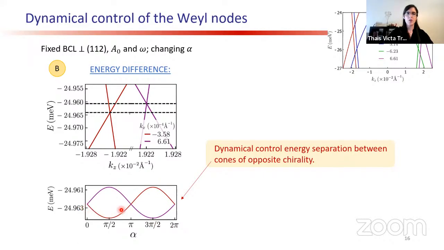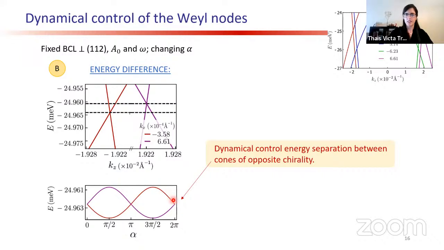And if I have alpha equal to 0, pi or 2 pi, this energy is the same for the red and the purple. This is because of the mirror symmetry that I mentioned, and the energy is different for all other values of alpha, but it is always modulated by pi.